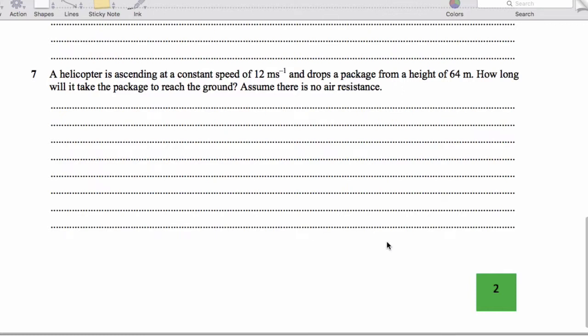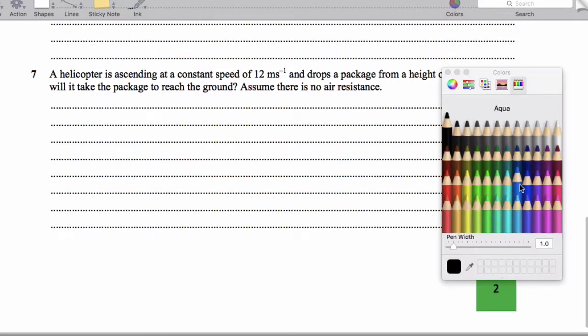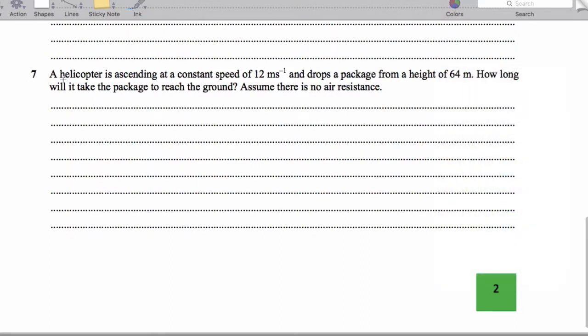Classic IB. Let's take a really easy question and make it confusing by adding extra details. The extra detail in this case is the helicopter. So check this out. We have this helicopter ascending at a constant rate of 12 meters per second. And the only thing you care about this helicopter is the 12 meters per second.